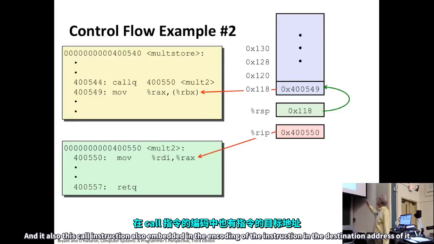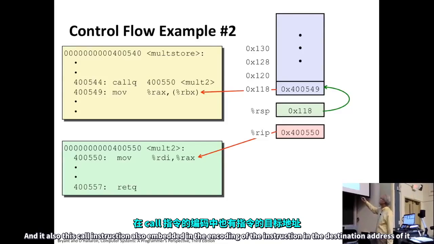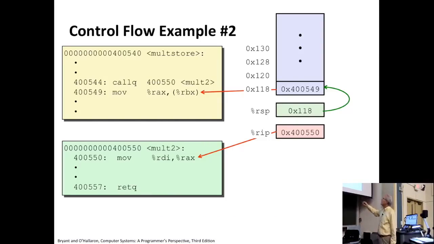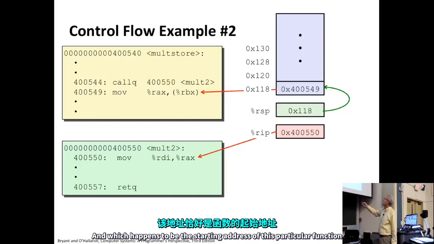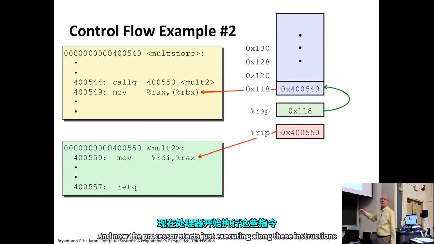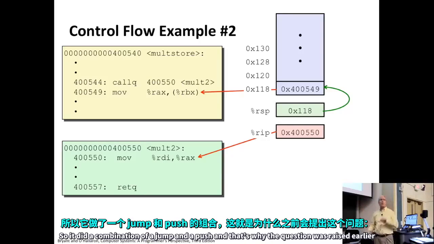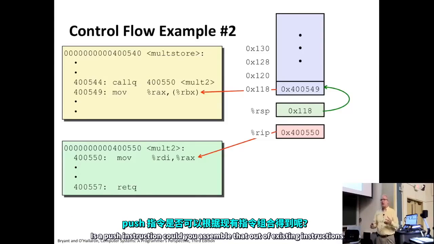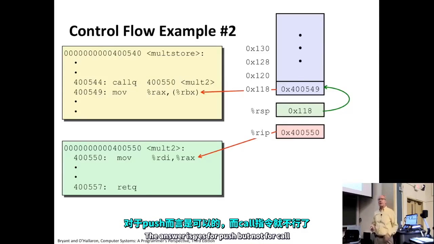This call instruction also has embedded in its encoding the destination address, which happens to be the starting address of this particular function. So the program counter will be set to that value. And now the processor starts executing along these instructions. So it did a combination of a jump and a push. And that's why the question was raised earlier: could you assemble a push instruction out of existing instructions? The answer is yes for push, but not for call.